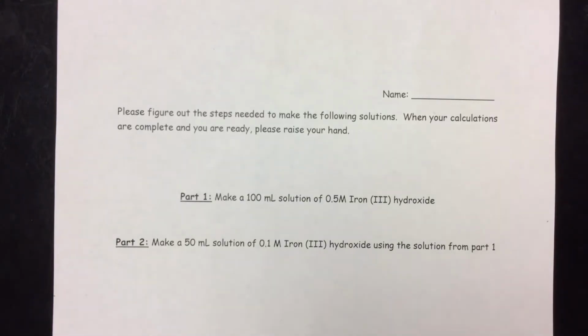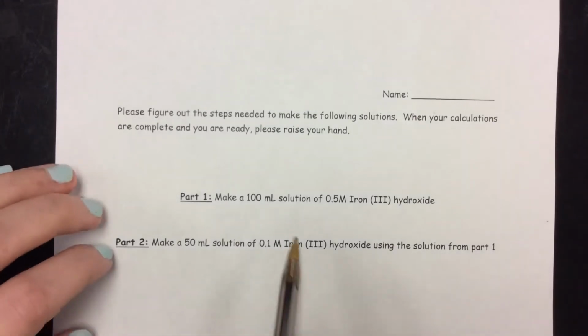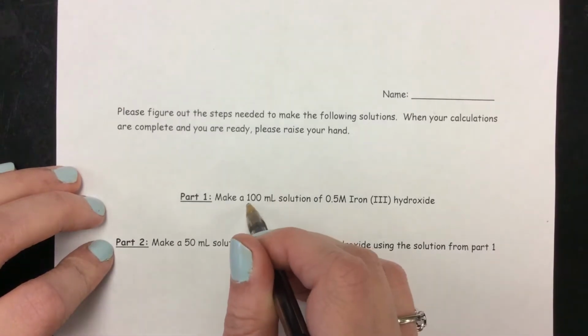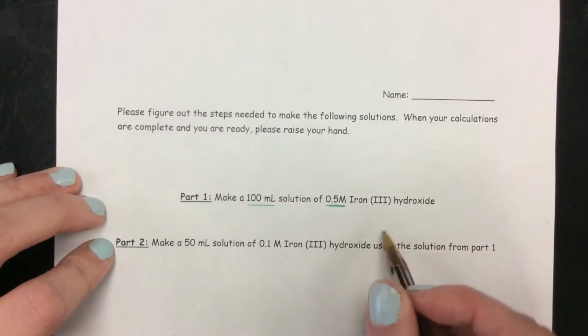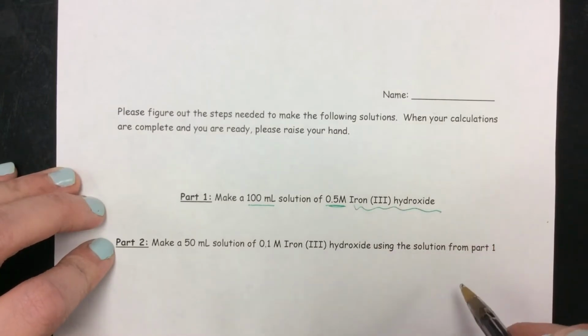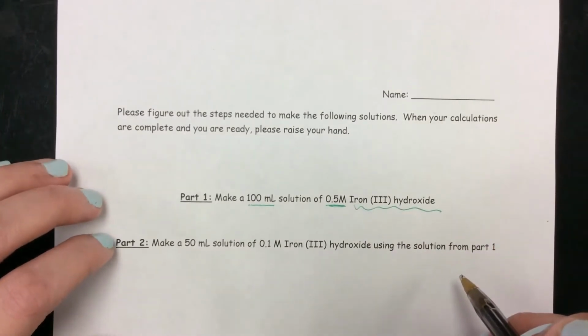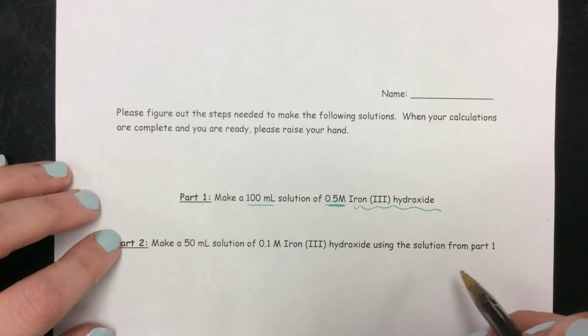Review the steps that we have talked about in order to make a solution. You'll see that you need to measure out the water and the mass of your substance in grams. Well, to do that, you need to first figure out how many grams you need. In this problem, you're given that you are measuring 100 milliliters of water to make a 0.5 molar solution of iron 3 hydroxide. So that means you need to figure out how many grams of iron 3 hydroxide you need.